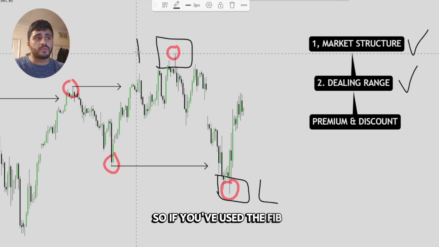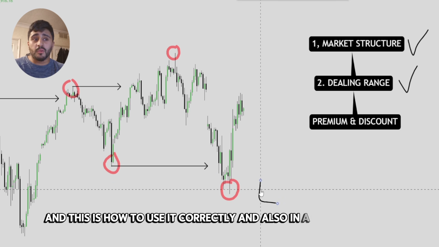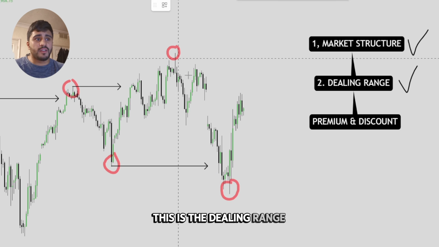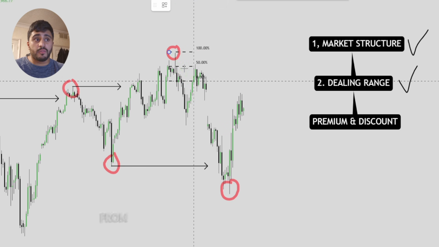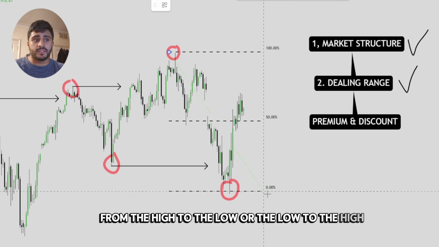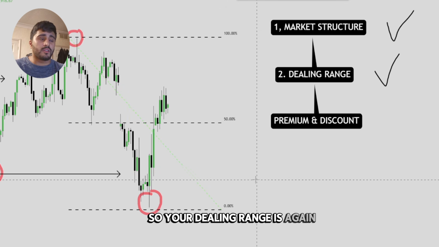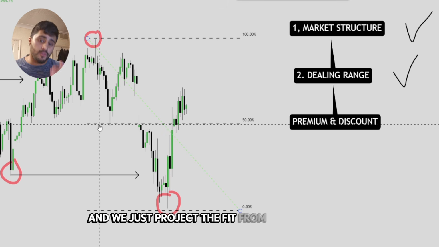If you've used the fib tool, you've probably used it incorrectly. And this is how to use it correctly and also in a more simplified way, right? So you have your dealing range. This is the dealing range high, dealing range low. Just project the fib from the high to the low, or the low to the high, same thing. So your dealing range is again comprised of the most recent high and low, and we just project the fib from the high to the low.